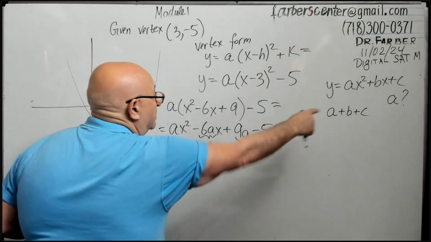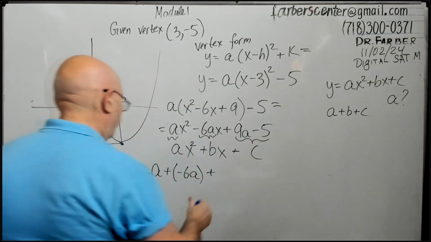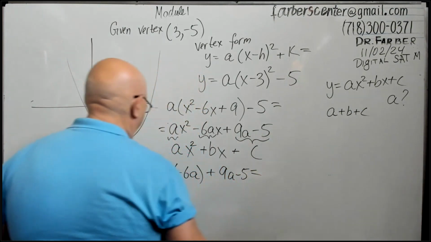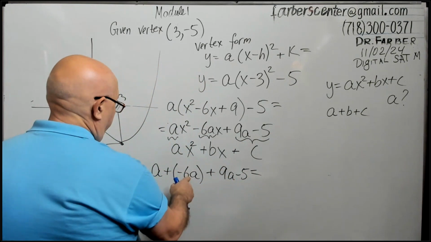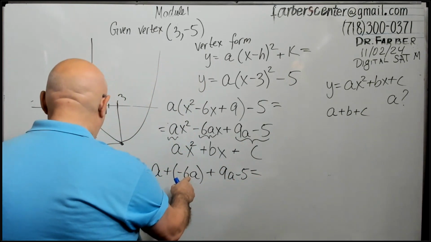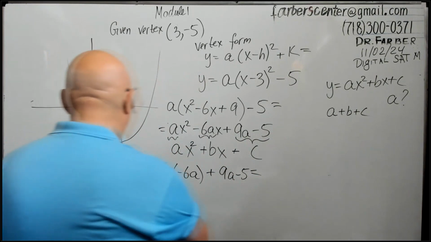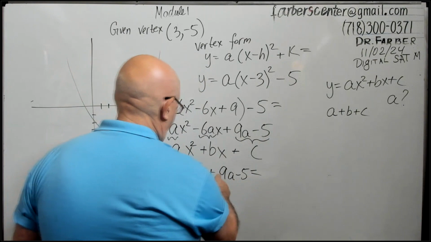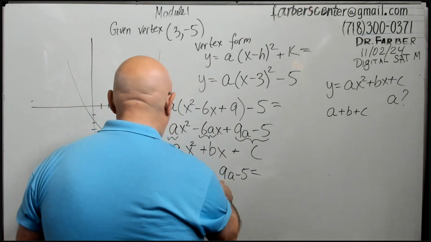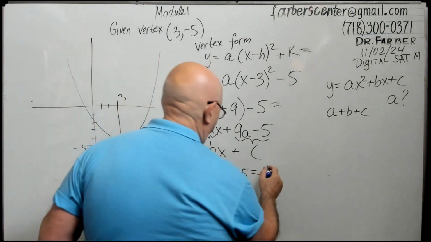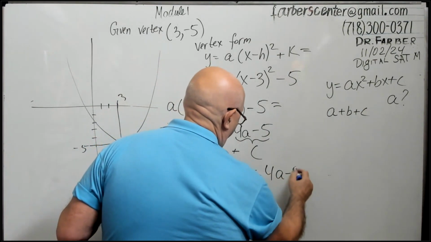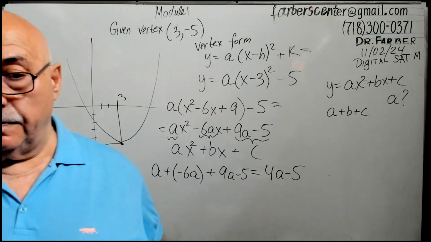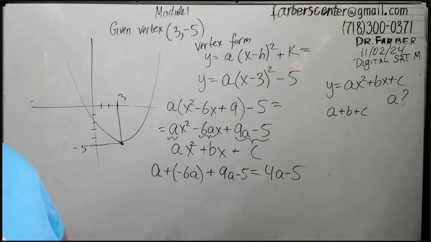And plus C, instead of C, I put this guy. 9a minus 5. Or a minus 6a is negative, what I have here. Negative 5a plus 9a. I will have 4a minus 5. They combine like terms. Who understands this, students? Just combine. Mark? Yes.